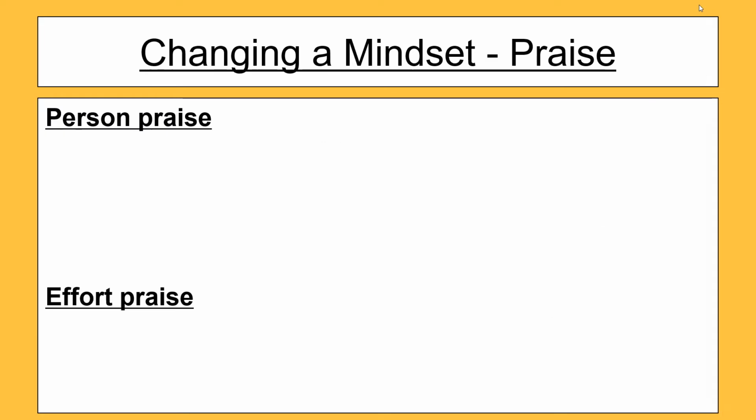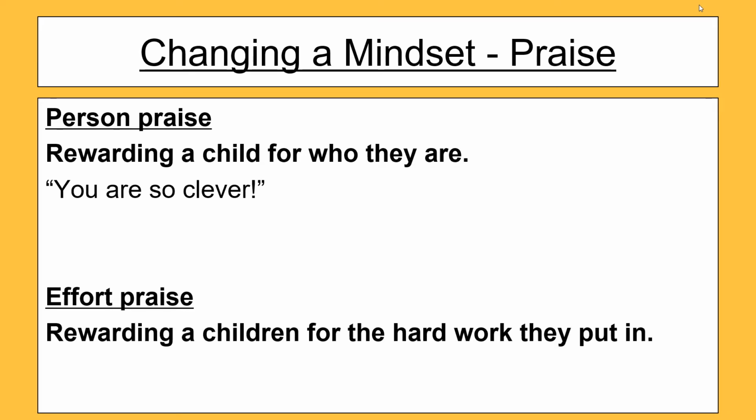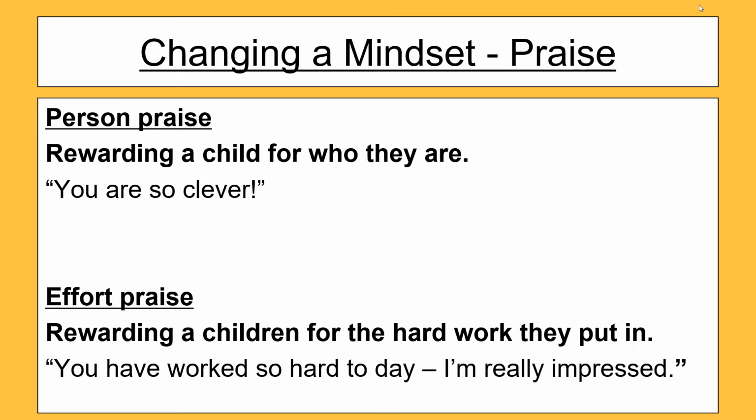So how exactly do we change a person's mindset? Well, there are two ways, and the first way was to do with praise. Dweck said that there are two types of praise. We have person praise, which is when you reward a child or a person for who they are. So you might say things like, "Goodness, you are so clever." Or you might go for the effort praise, which is when you reward a child or children for the hard work that they put into a task. So you might say something like, "You worked so hard today. I'm really impressed with your effort."